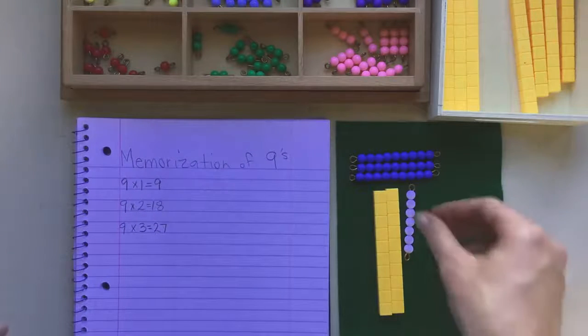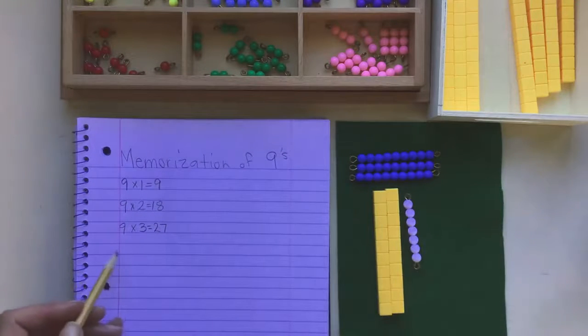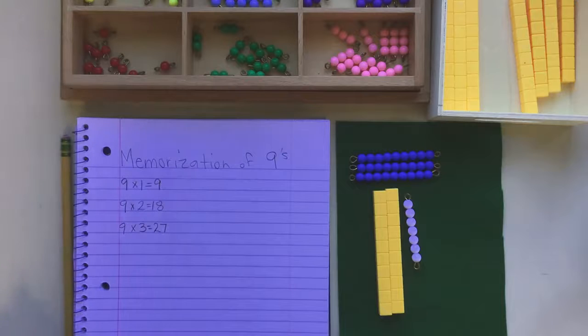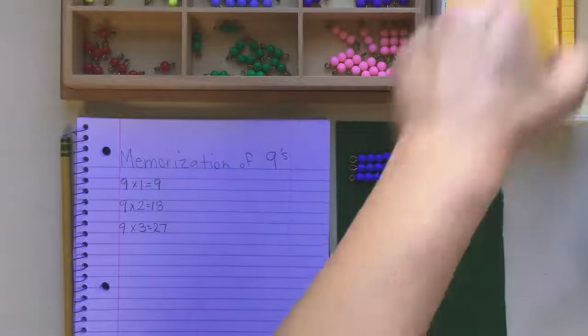Okay, so you will continue. You'll do the next one, 9 times 4, 9 times 5, and keep going until you get to 9 times 10. And that's how you can practice the memorization of your 9's facts.